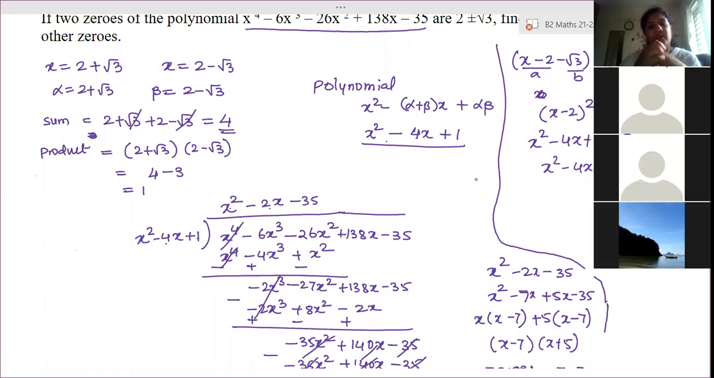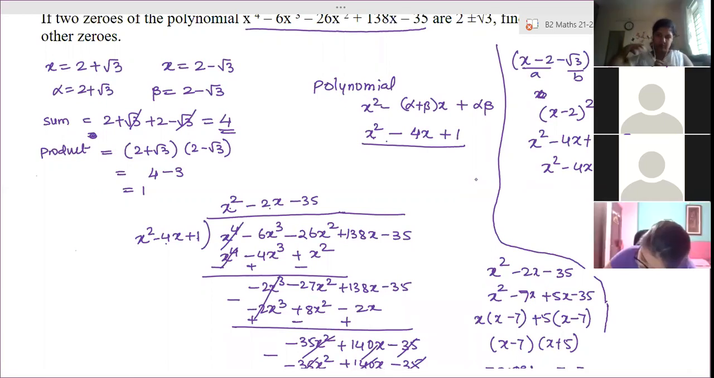Any one method you can use. Don't use both of them, any one. Don't mix both of them together, then it will be difficult.